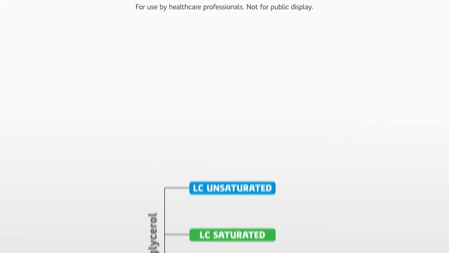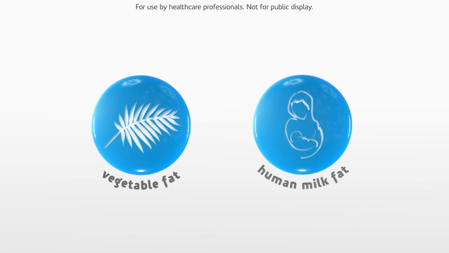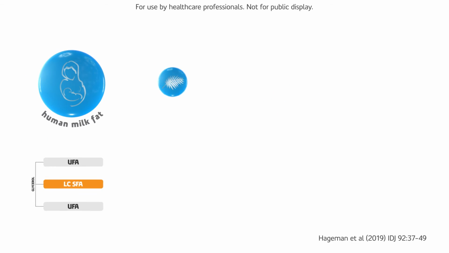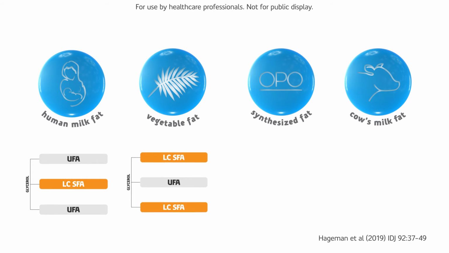In infant formula, vegetable fat is used. Although all the required fatty acids are present, the fat structure of vegetable fat is unfavorable, since the long-chain saturated fatty acids are mainly positioned at the SN1 and SN3 position. In human milk, long-chain saturated fatty acids are mainly present at the SN2 position. In vegetable fat, they are at the SN1 and SN3 positions, unless a synthesized fat source is used, called OPO.